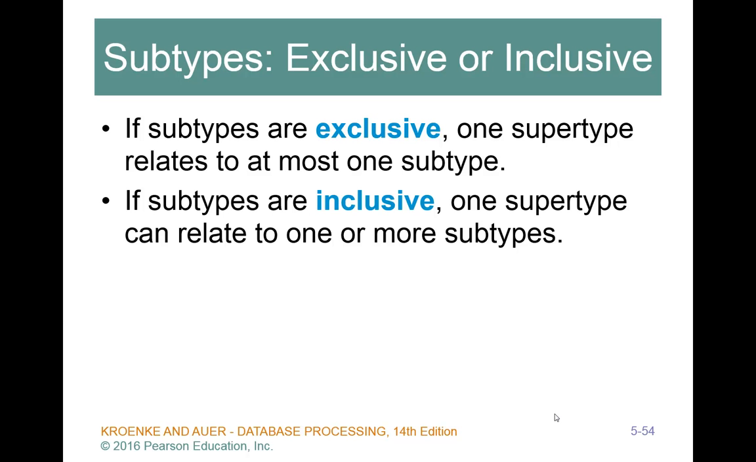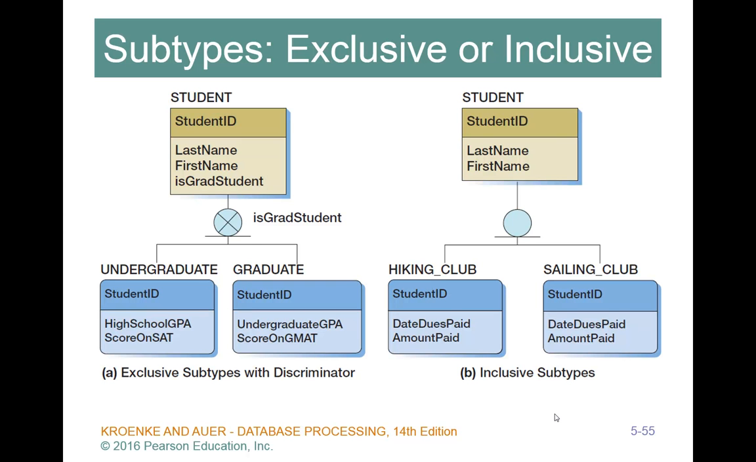That's an inclusive situation. So here's an illustration of an exclusive relationship with its subtypes, and then an inclusive relationship, and everything is based off of the discriminator. If there is a discriminator present in the supertype, then the supertype has to be one or the other subtypes. In an inclusive subtype relationship, notice there is no discriminator, so it can be one, both, or none in this particular case.